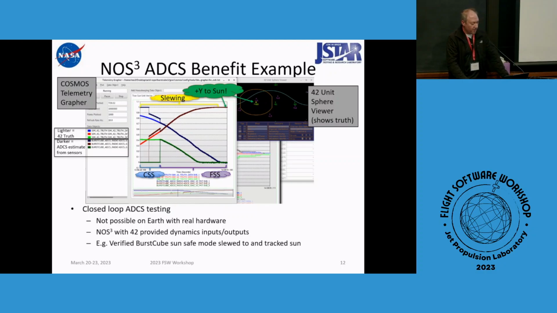One cool thing on the right-hand side is what's labeled the 42 sphere viewer. What you see in the orange or the yellow is the field of view of the fine sun sensor model that we have, and right in the middle is the sun. So that's a really good way to see it track visually. And just so you know, on BurstCube, the plus y axis is the axis that had the solar panels, and that's the reason it was the one we wanted to track the sun. So this is why we as a team use NOS3 on these missions, to do closed loop ADCS testing. That's one of our main goals.